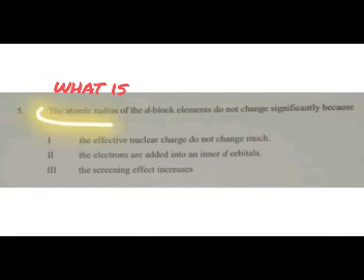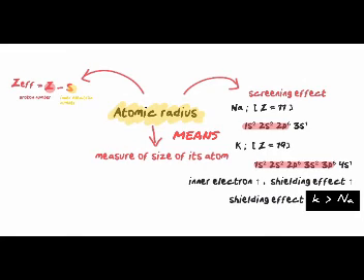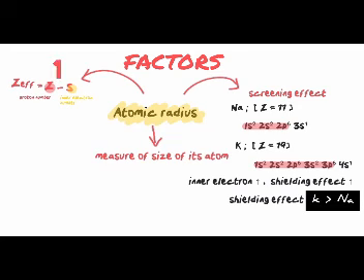But what is the atomic radius? Atomic radius is the measure of size of its atom. It has two factors. The first factor is the effective nuclear charge, also known as Zeff. Zeff is equal to Z minus S, where Z is the proton number and S is the inner electron numbers. The second factor is the screening effect, which is also known as shielding effect.